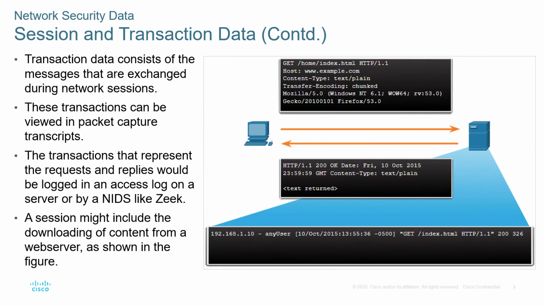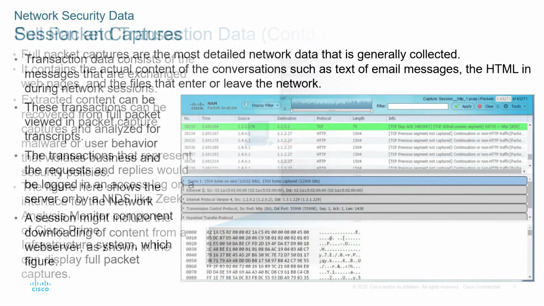For the session and transactional data, we will have our initial GET and our response. Our GET is going to be requesting some form of web content, and then the response should actually be the text responding. The transaction that represents the request and reply would be logged in an access log on a server or through a network IDS like Zeek or through Snort. Sessions might include downloading of content or viewing of content through a web server.